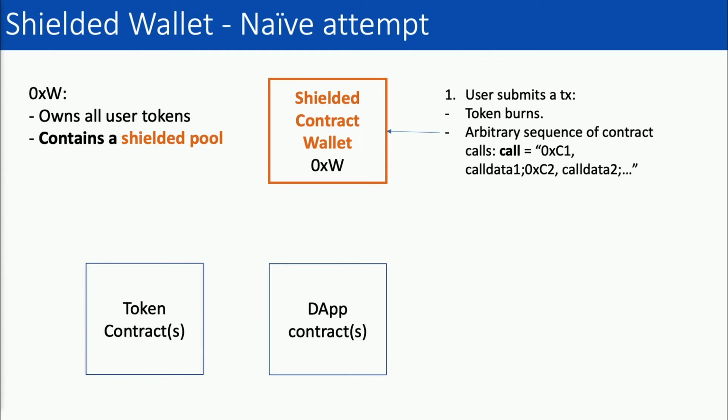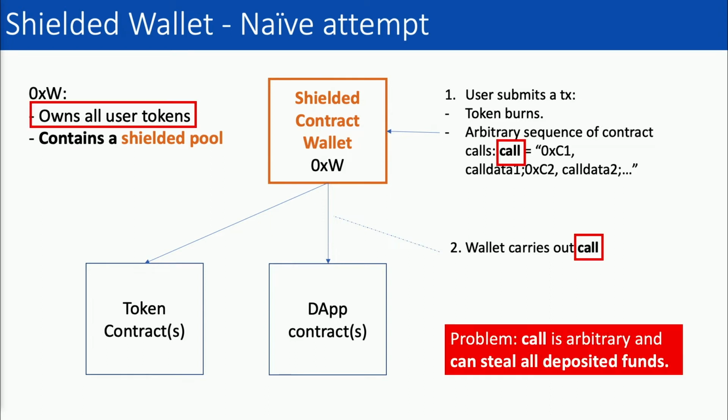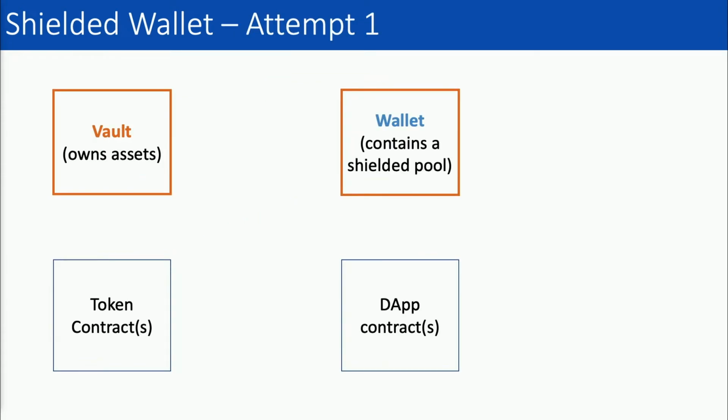What do we have? If we do this naively, meaning we have one contract that interprets arbitrary calls and owns all the assets of everyone that's in the shielded pool, then there's a vulnerability, because the user can submit any arbitrary calls, right? And these arbitrary calls can just transfer out the entirety of the token reserves of the shielded pool, right? Because everyone shares the same shielded pool contract. So this doesn't work.